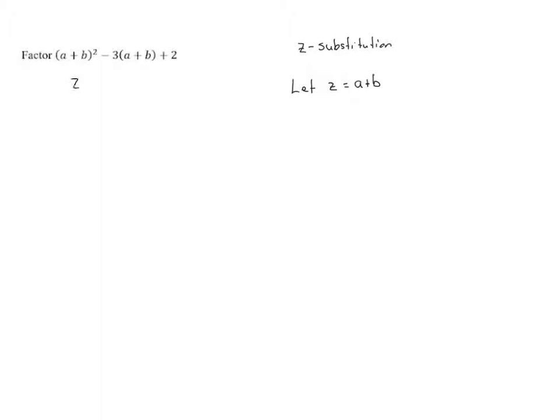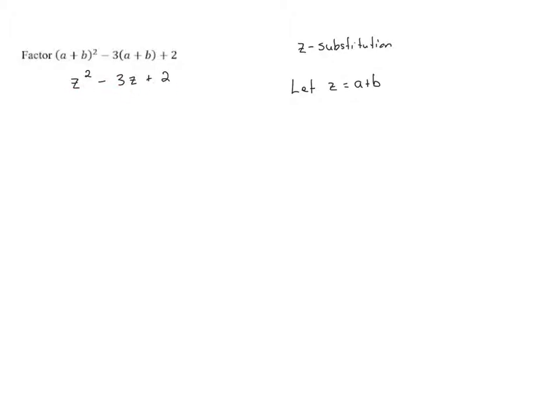So this first part becomes z squared. And then we have minus 3 times z, and then plus 2. And now that we've made this substitution, we have something that's a lot easier to deal with. In fact, we say that this original polynomial is in quadratic form because it matches a form that we've seen before. We've dealt with something squared minus or plus a number times the variable plus a constant. We factored trinomials like this before.